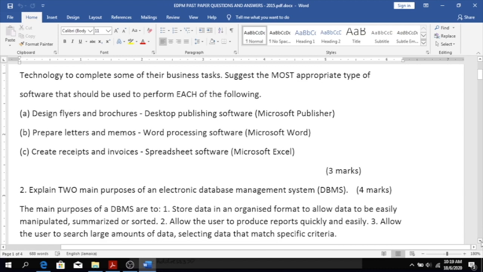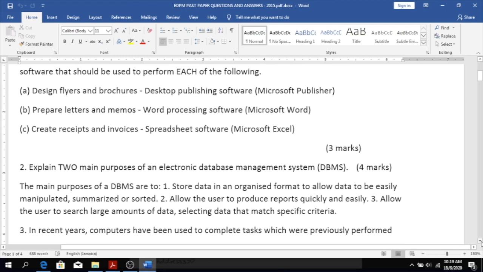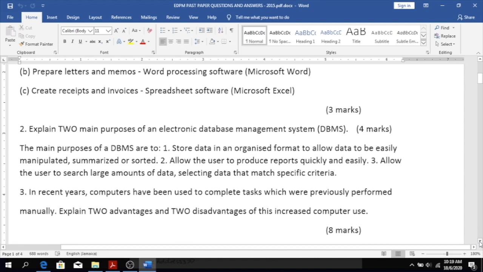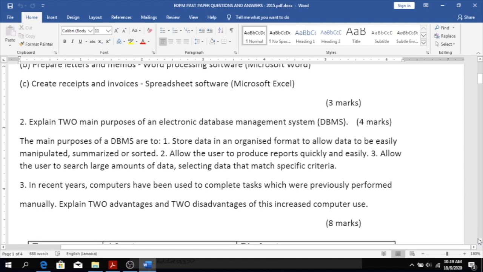Number two, it says explain two main purposes of an electronic database management system, aka DBMS. The main purposes of a DBMS are to, one, store data in an organized format to allow data to be easily manipulated, summarized, or sorted. Most schools use a DBMS because they have a lot of students, and to keep up to date and get information quickly on their students, teachers, and so on, they use a database management system. So that's one of its purposes.